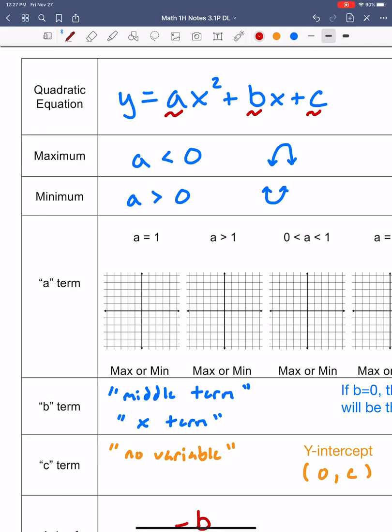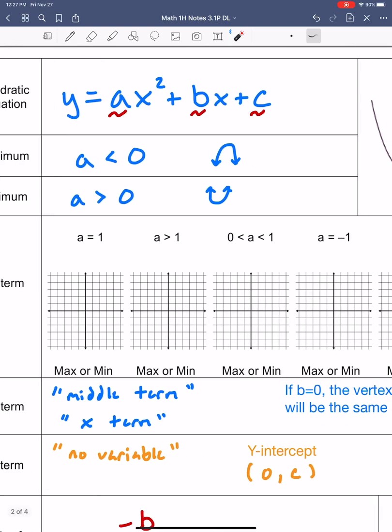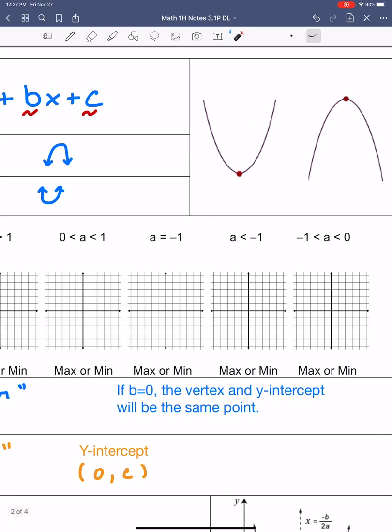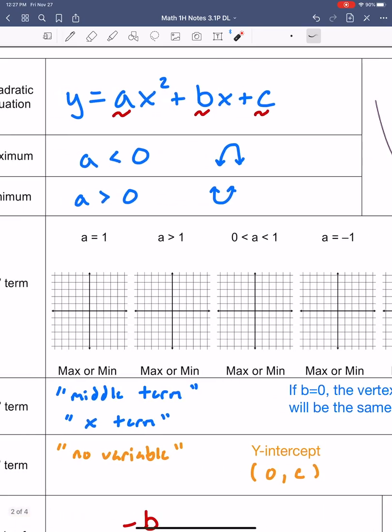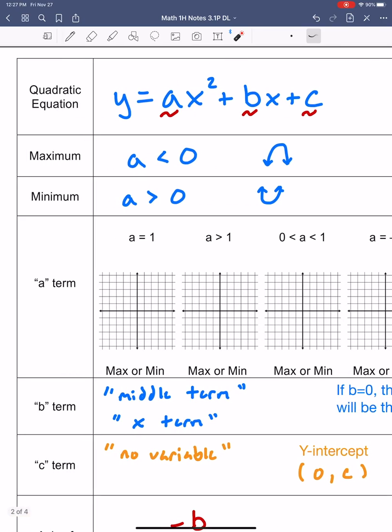So the first piece is this a value. Okay, and the a value is going to determine which way my parabola faces. Does it face upwards or does it face downwards? All right, so I've already written this in, so you can fill this in, pause the video if you need to. If a is less than 0, which means that a is a negative number, right?